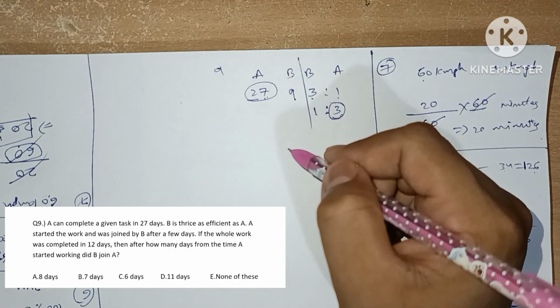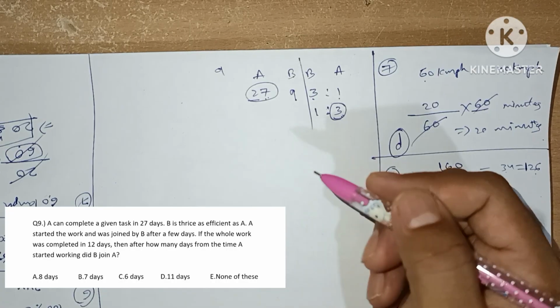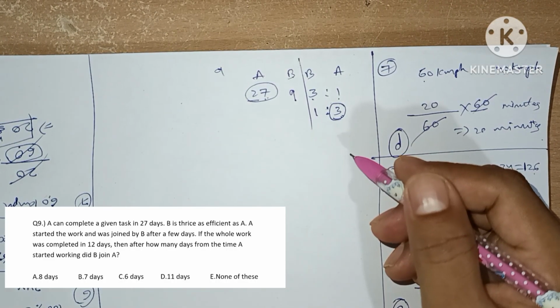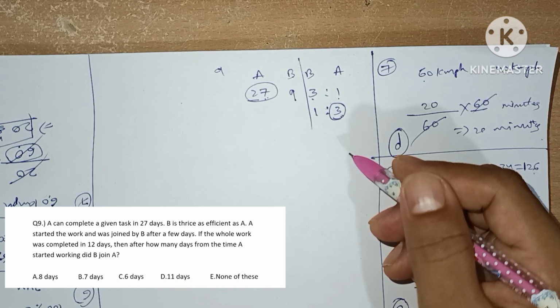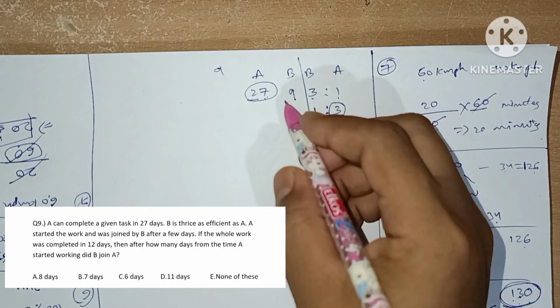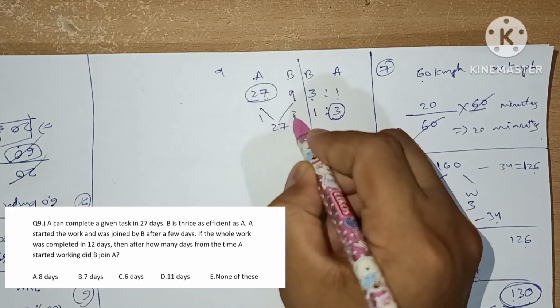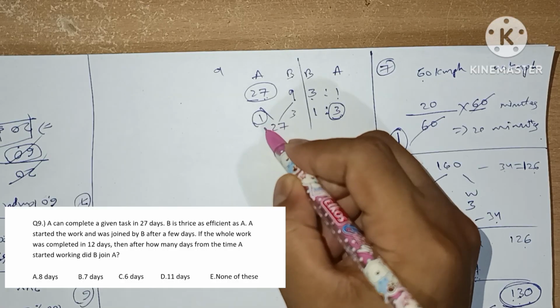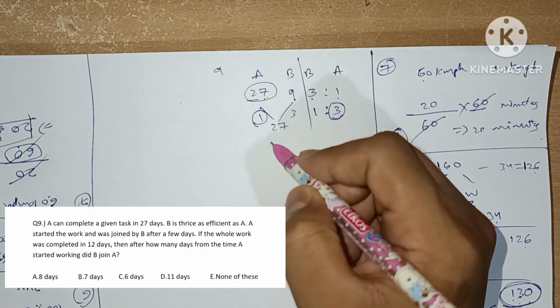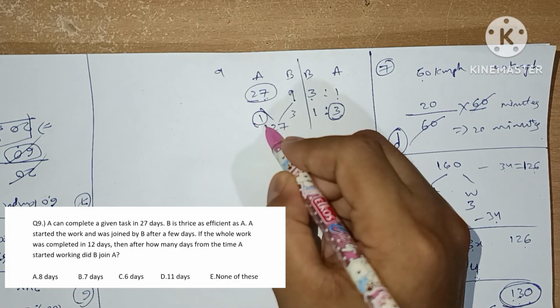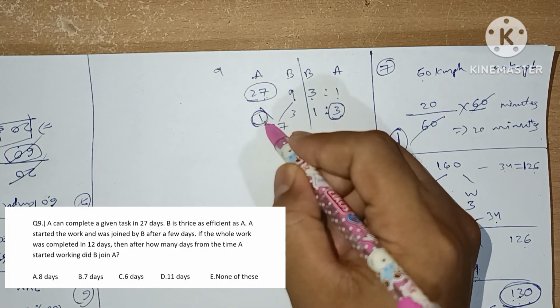Now the question asked: A started the work and was joined by B after a few days. If the whole work was completed in 12 days, then after how many days from the time A started working did B join A? Here we have the efficiencies as 1:3. A started the work, and the total work is completed in 12 days. A starts and works till the end, for 12 days.